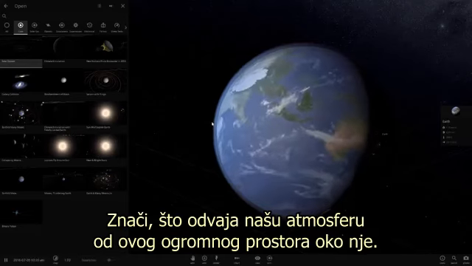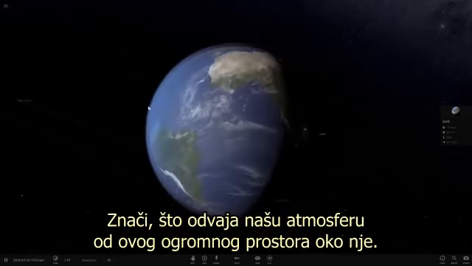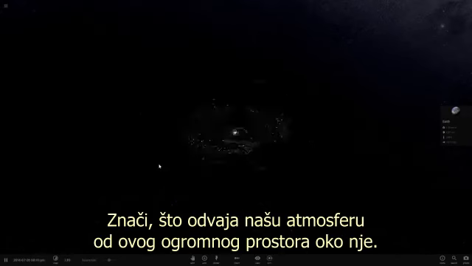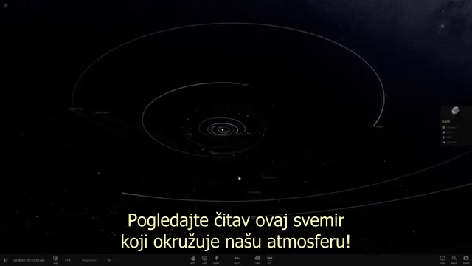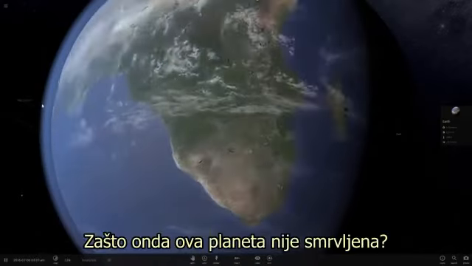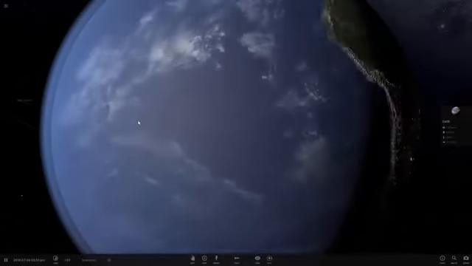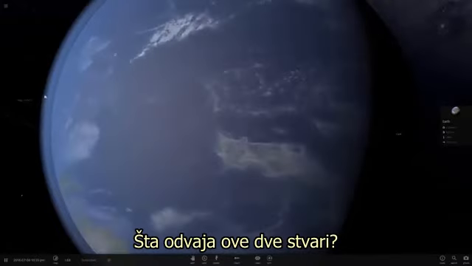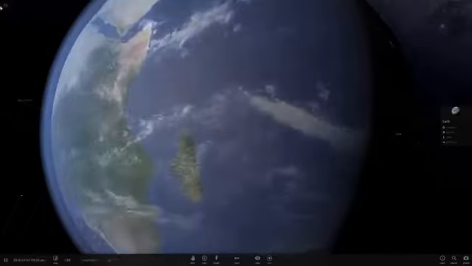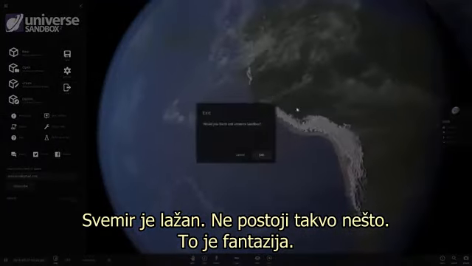So what is separating our atmosphere from this huge space around it? Look at this, the whole universe is surrounding our atmosphere. So why isn't this planet just being crushed? What's separating the two? It makes no sense at all. Right? Space is fake. There's no such thing. It's fantasy.